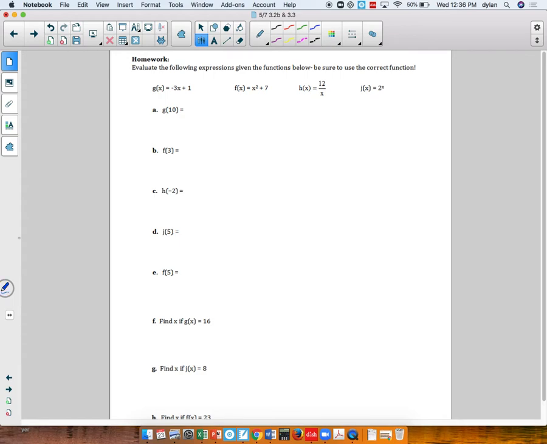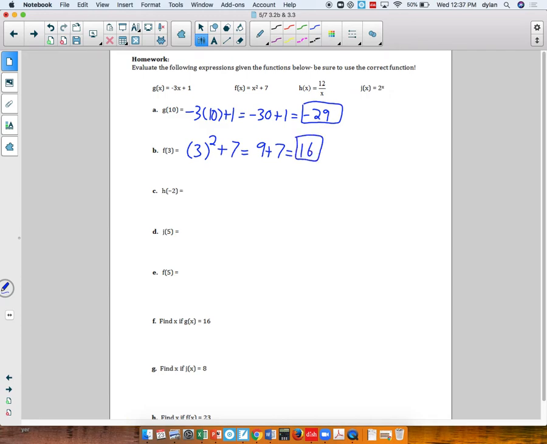All right, so for the first one, g of 10 would equal negative 3 times 10 plus 1, which equals negative 30 plus 1, which equals negative 29. F of 3, I'm going to plug in 3 everywhere into the f function, so I'd have 3 squared plus 7, which equals 9 plus 7, which equals 16.